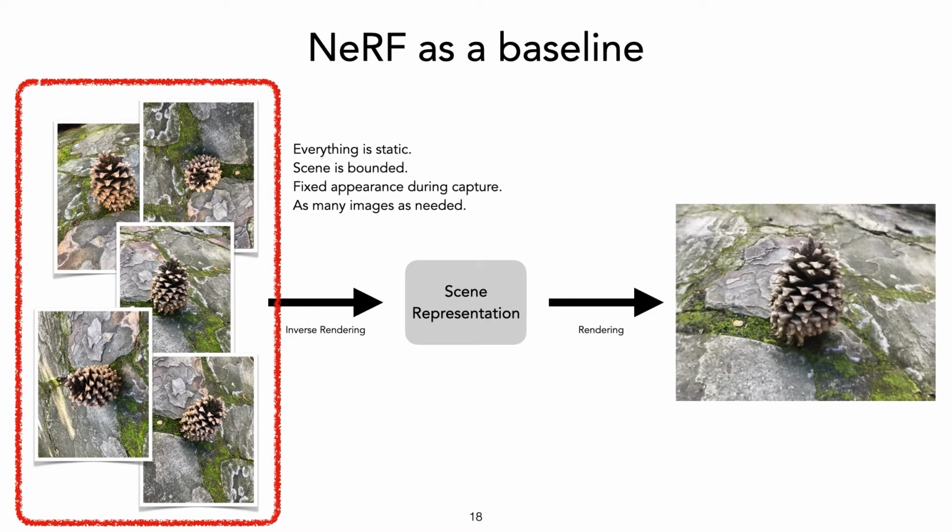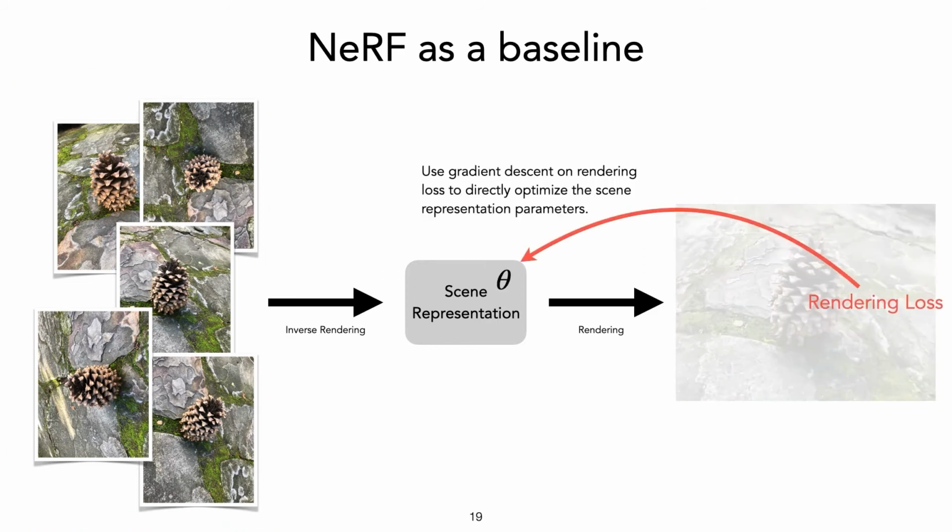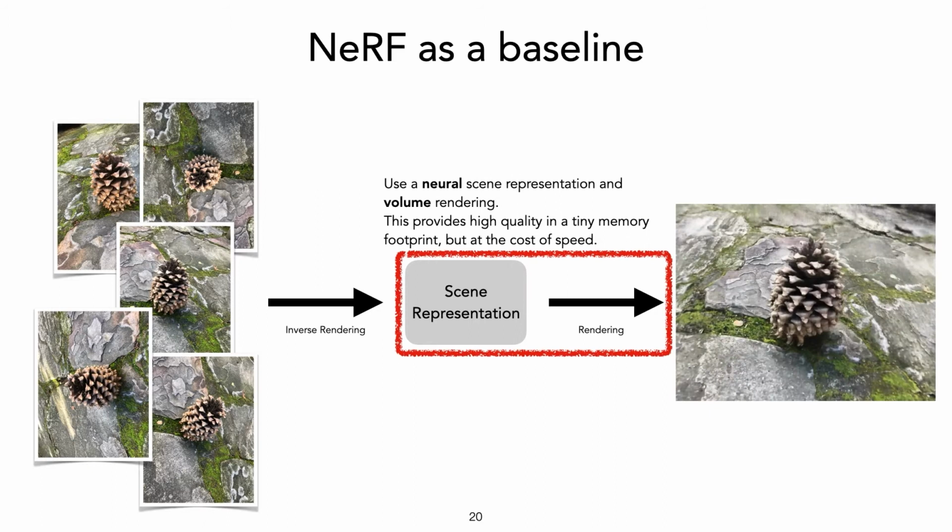The scene has to be completely static and bounded, the lighting can't change during capture, and it requires many input images, usually at least 100 for a full 360-degree object capture like this one. We optimize NeRF parameters from scratch on every new scene, using gradient descent on the rendering loss until NeRF reproduces all the input images accurately.